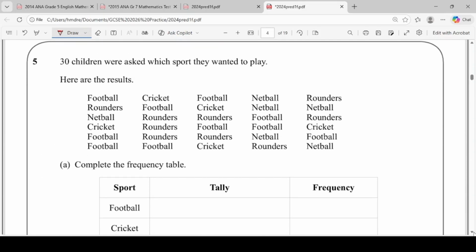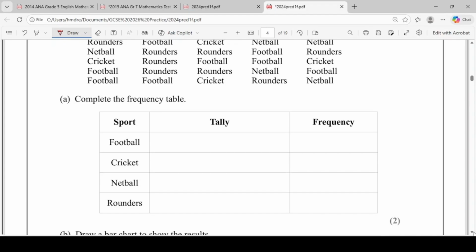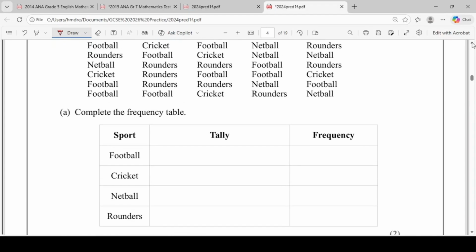Question 5. 30 children were asked which sport they wanted to play. Here are the results, and they want us to fill in the frequency table. So if you see a question like this, it's really great because these are some easy marks here. All we're going to do is fill this table in. We're going to put tally marks and we're going to put the total number. So let's go through. I would cross these out as I went.